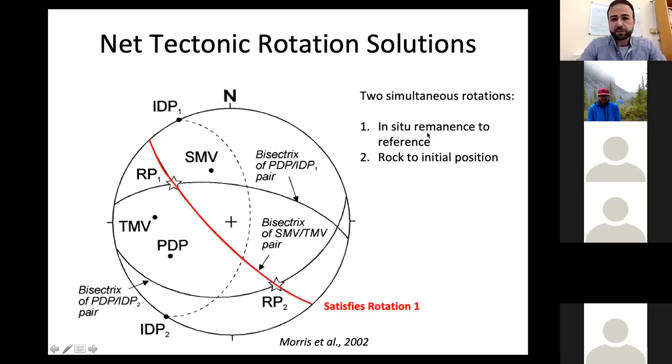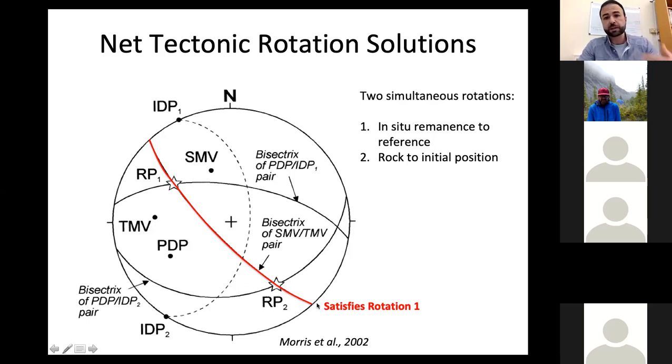Okay, so to perform the first rotation, we need a rotation axis that is contained within the bisectric plane between the two vectors. Okay, so we have two vectors. How to rotate this vector away from this one is through a rotation pole that lies within the bisectric plane between the two vectors, which is this great circle here. Okay, so that satisfies the first rotation. We have infinite solutions of rotation poles here along this great circle.